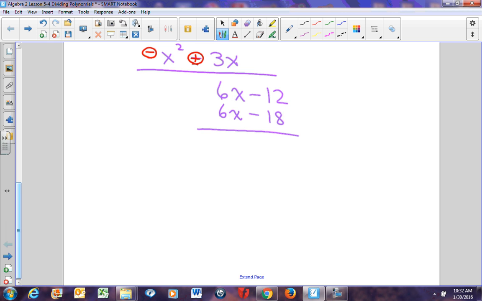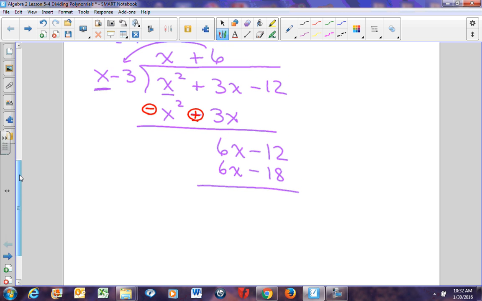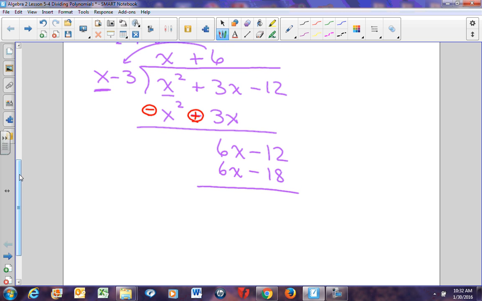Okay. I need to, again, subtract, and when I subtract, I change all the signs. So this becomes a negative, and this becomes a positive. 6x minus 6x is 0, and negative 12 plus 18 is 6. There's nothing else to bring down, so I am done at this point in time.